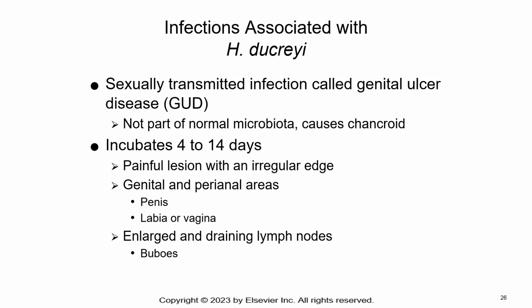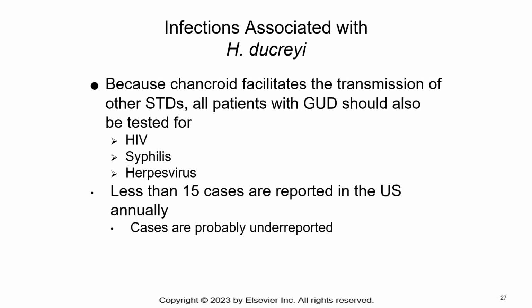H. ducreyi is a sexually transmitted infection called genital ulcer disease, or GUD. This is not a normal part of the microbiota and causes the disease chancroid. Painful lesion with an irregular edge, in genital and perianal areas like the penis, labia, or vagina, with enlarged and draining lymph nodes, known as buboes. Because chancroid facilitates the transmission of other STDs, all patients with GUD should also be tested for HIV, syphilis, and herpes virus.